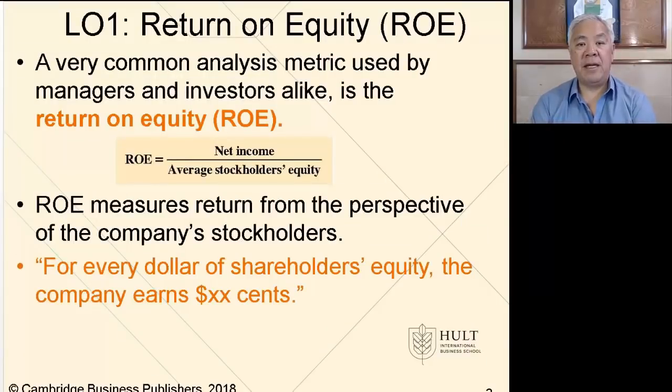So first we'll jump in and do learning objective number 1, which is ROE, namely return on equity. And as I mentioned, return is the numerator, on is divided by, and equity is the bottom. Here the return is measured by net income, and the equity is measured by average stockholders' equity.